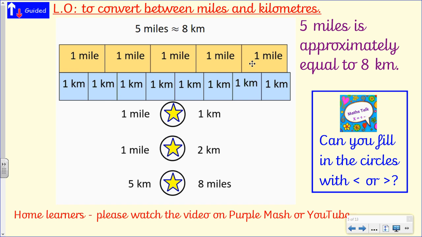So there's our 5 miles, approximately 8 kilometers. Can you see where I've said approximately here? They don't quite match up. So it's approximately 8 kilometers. So we can use that information to try and help us work out a few different things.